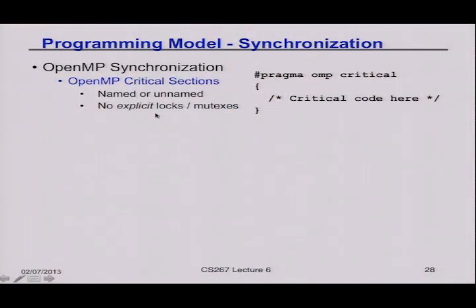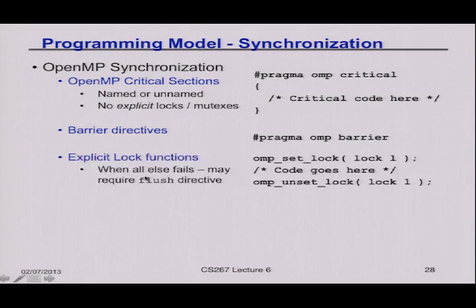So there are no explicit named locks. You just sort of say this is a critical section or not. You can have barriers, and they're spelled the same way. Whenever you get to this pragma OpenMP barrier, everybody waits until they get there. You can have explicit locks if you want. That's kind of a lower level thing. Critical sections are the easiest thing to do. You don't have to name it. But if you want to do this, it works.